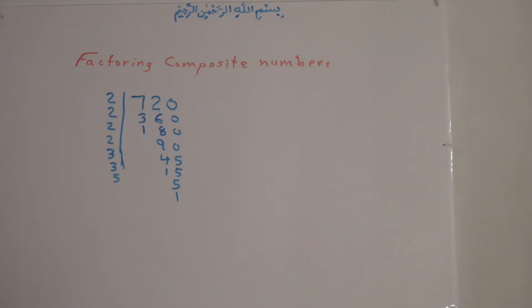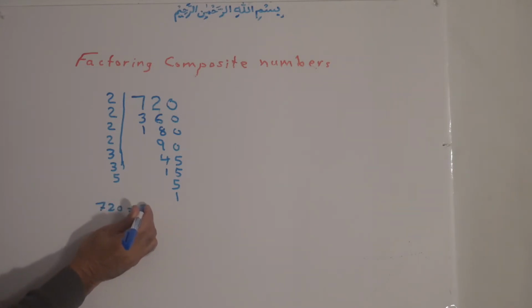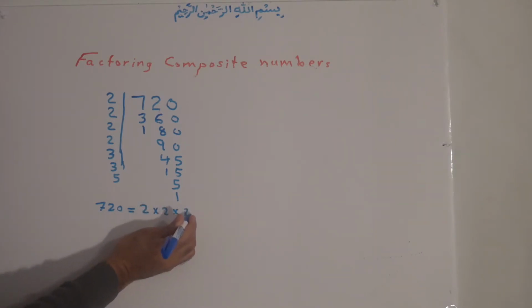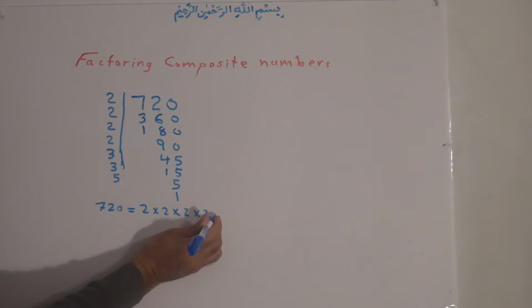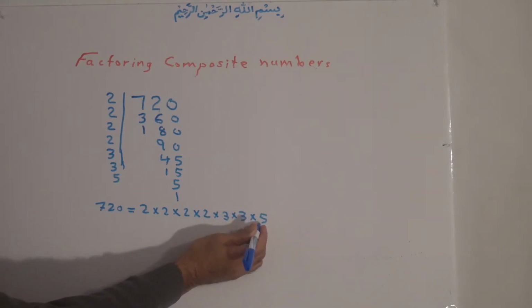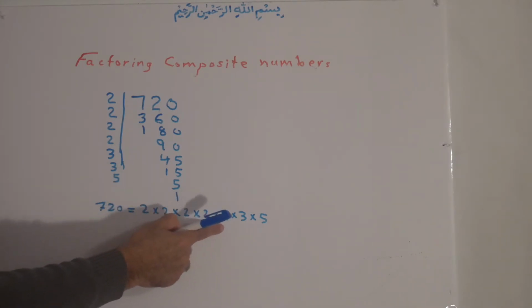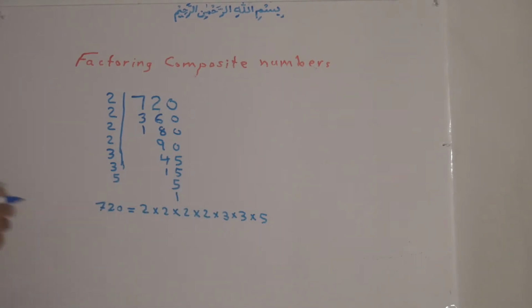Now our result means that 720 is equal to 2 times 2 times 2 times 2 times 3 times 3 times 5. If you multiply all these numbers, 2 times 2 times 2 times 2 times 3 times 3 times 5, the product of all these numbers will be 720.